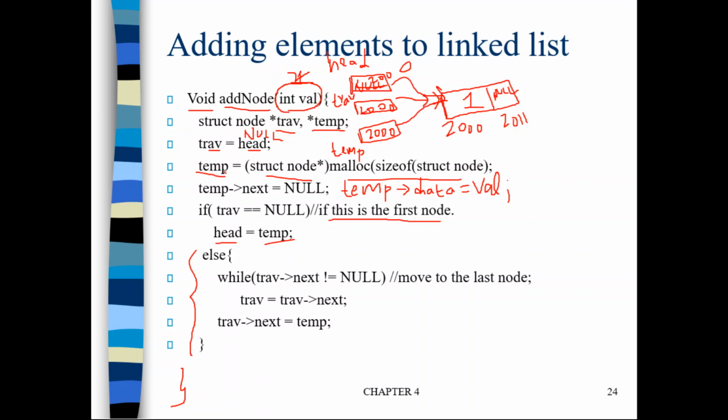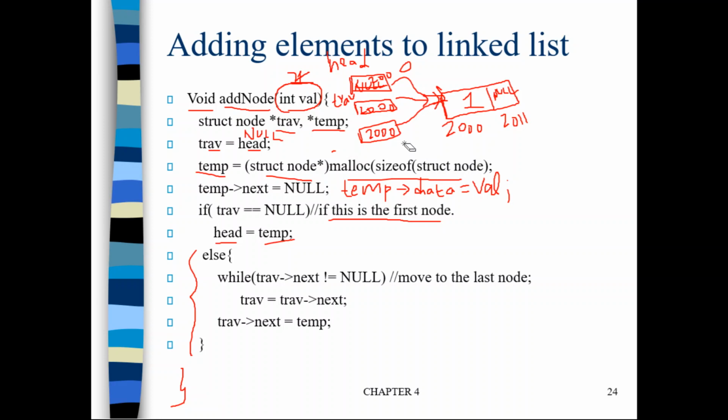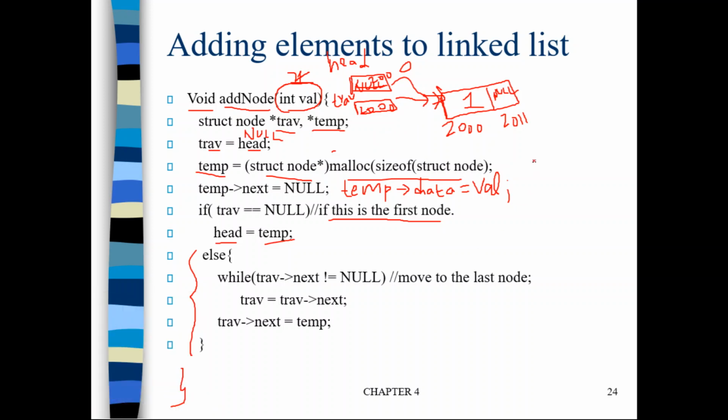Now temp is equal to struct node star malloc size of struct node. So now we are going to create another node. Temp no more will point to this node here, rather another fresh node is created. Again one more node is getting created. So this will create a new node and temp will point to this new node now. Let us assume this node's starting address is say 3000.